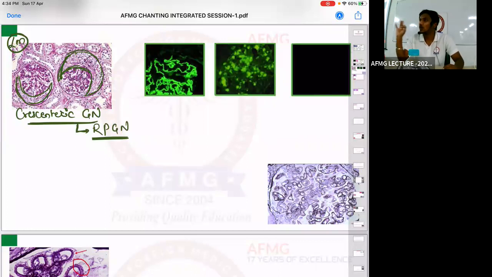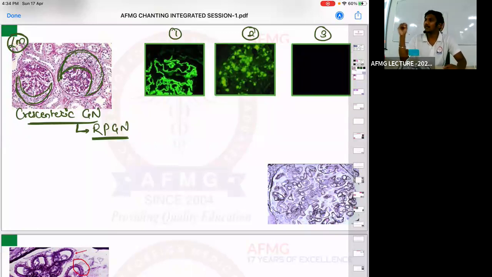What is seen on kidney biopsy of RPGN? Crescents are seen. No issues with this. Now RPGN can be of three types, guys: RPGN type 1, type 2 and type 3. I am telling you this just to show you, since images are not remembered. It would be easy to understand.